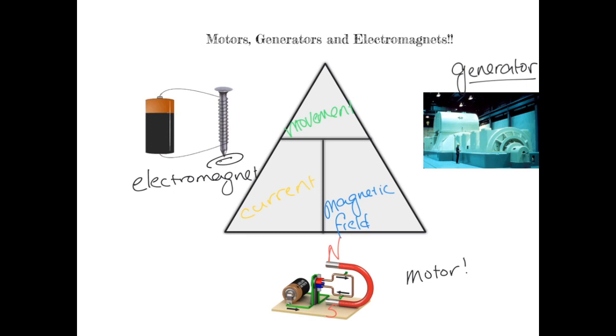And then this right here is a split ring commutator. And so you can see it looks like a ring. There's a split right through the center. These two are your brushes. So they just make sure that the battery is able to connect to the motor.